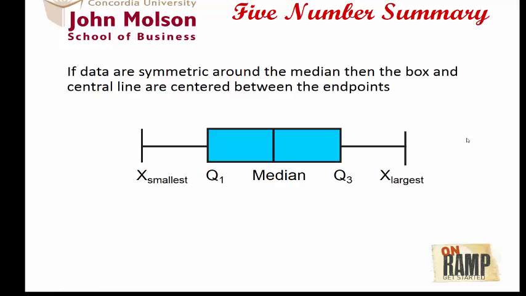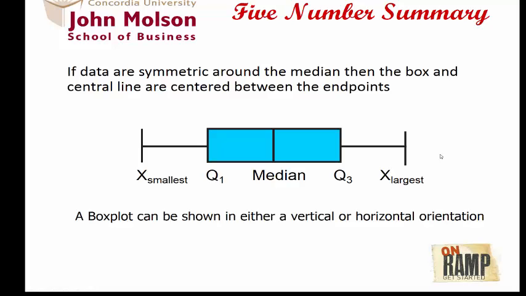If the distribution is perfectly symmetrical, the distance from the first quartile to the median is equal to the distance from the median to the third quartile. When it is symmetrical, the line in the box is exactly at the center. Also, the length of the whiskers from the smallest to Q1 will be the same as the distance from Q3 to the largest. If it is symmetrical, everything will be centered around the median, not the mean, the median.